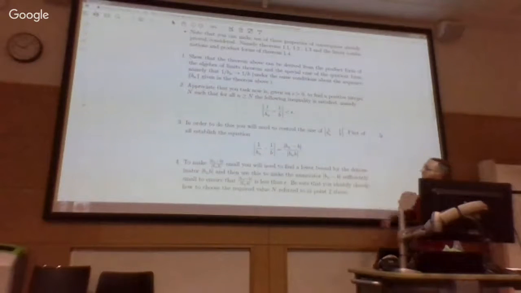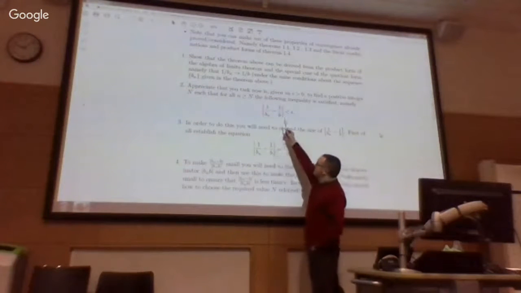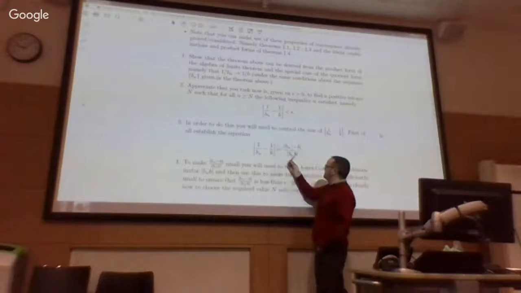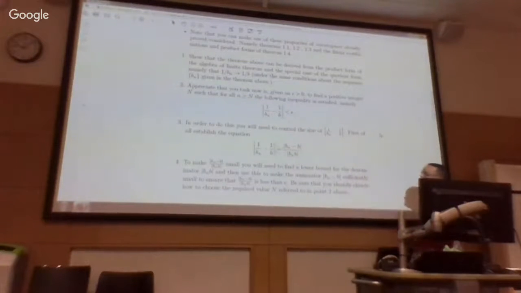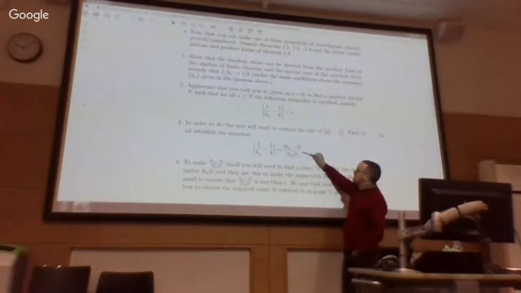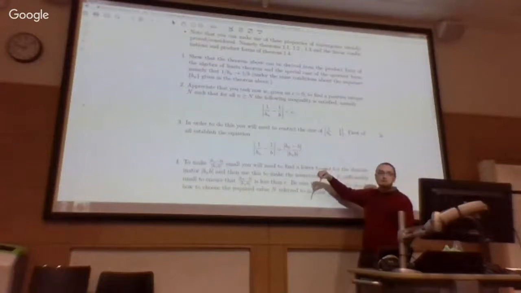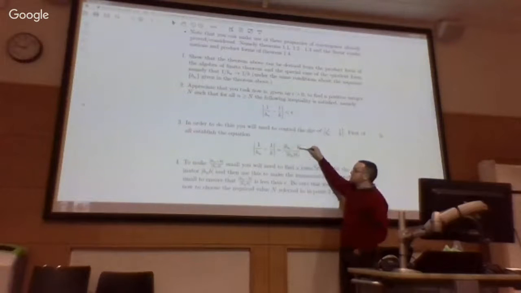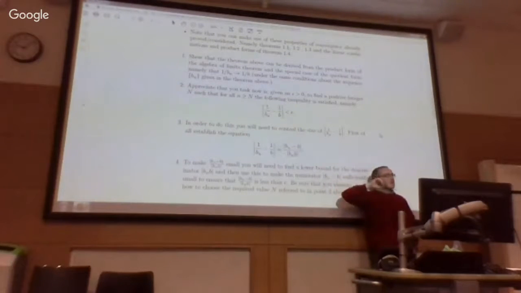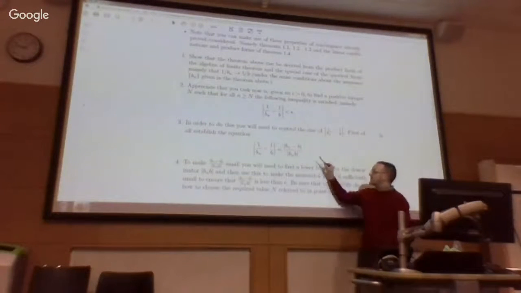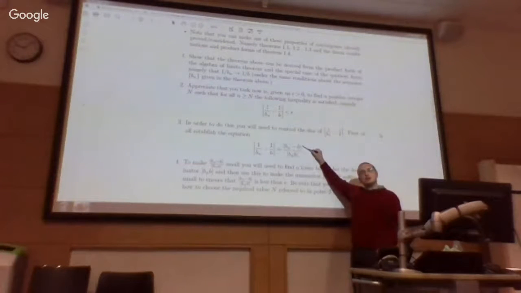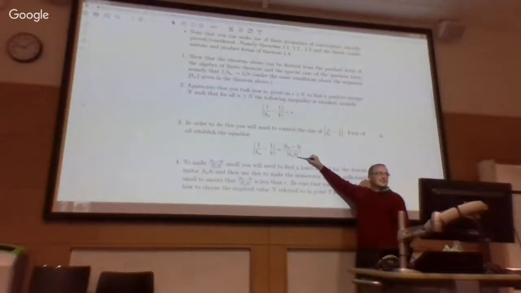And then there's some guidance on how to do this. The guidance is to consider the absolute value in this form here. We're trying to make this quantity small, and this is where the detail is, and this is what I'll explain carefully. If you're trying to make a fraction small, there are two components to it. In order to make a fraction small, you have to make the numerator small, but you have to make the denominator large. Okay?